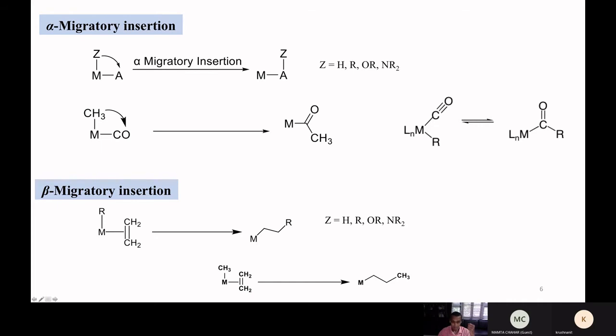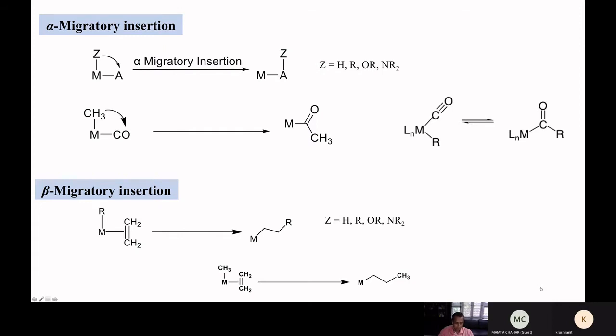For example, if you protonate this, you can get acetaldehyde, right? So carbon monoxide and the methyl group which is attached with it, and a proton or a reductive elimination from hydride, can give you acetaldehyde, which is fantastic, right? This R group is transferring onto CO to give you COR. As I said, it need not be CO, anything else is also possible.